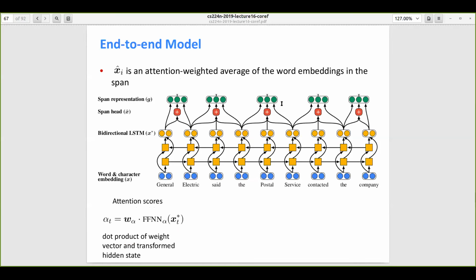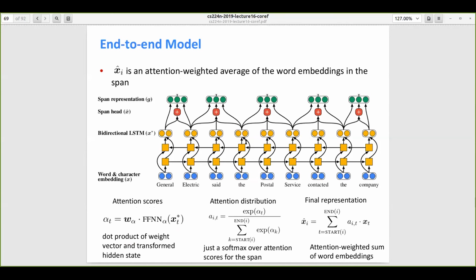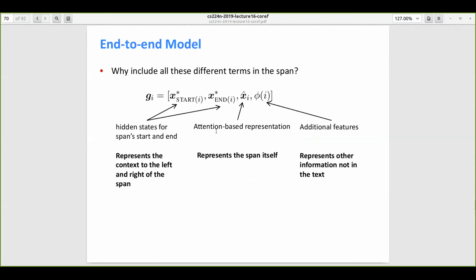So then these span representations using the span heads are used to generate the attention scores, which would give the final representation for this. I think I missed something here. Okay, yeah. So why are we taking a span here?